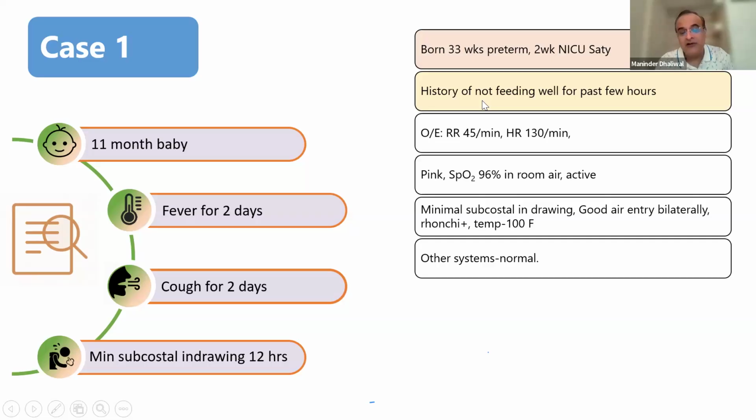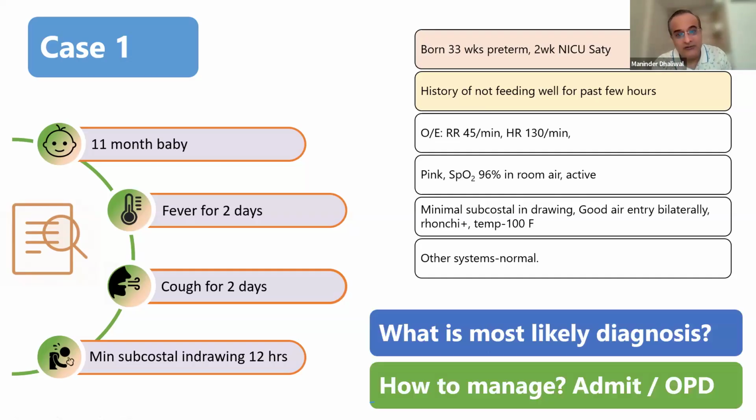The child is not feeding well for the past few hours. The respiratory rate is quite high for that particular age. Heart rate is okay. Saturation is also okay in room air, active. There's minimal subcostal indrawing, but air entry is good. There are some rhonchi, and temperature is 100. So my question would be, what is the most likely diagnosis in an 11-month-old child? First episode which has happened, and definitely the kid has a risk factor, preterm. So we all know that it looks like bronchiolitis.